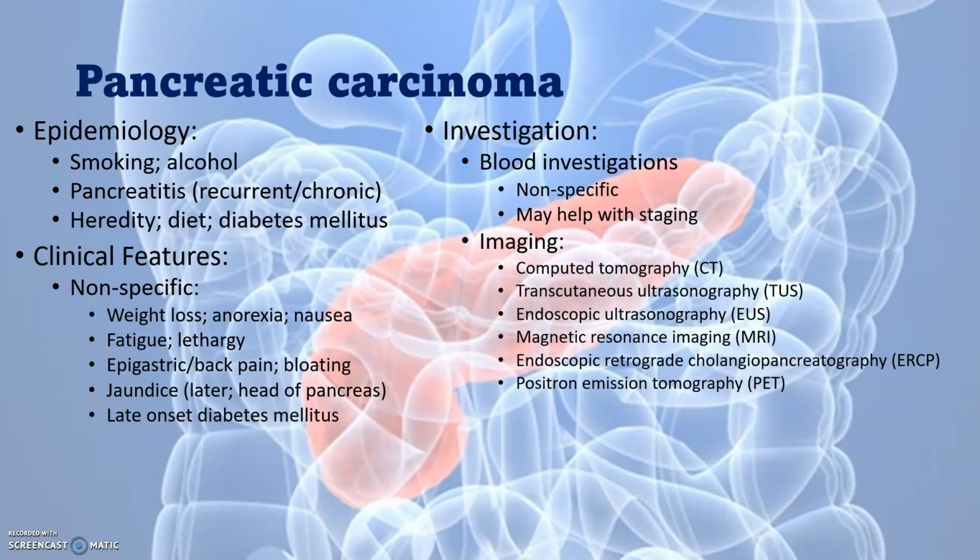Blood investigations are non-specific but may help with staging. However, mostly other imaging is needed, such as CT, transcutaneous ultrasonography, MR scanning, or ERCP. It has a high mortality, and spread is initially direct to other organs or intra-abdominal.